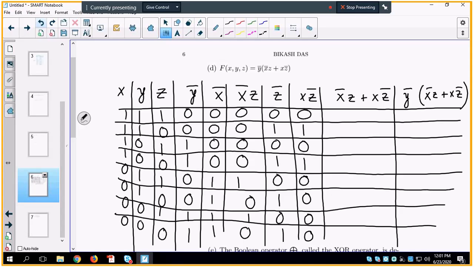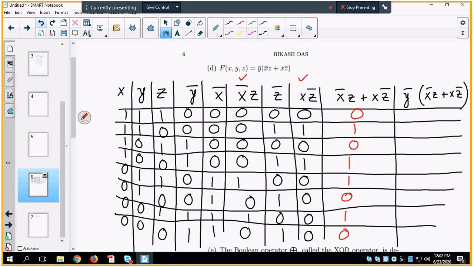Now you will add x bar z and x z bar. As long as I have one entry 1, I should get 1. So the first one is 0. The second one should be 1, 0, 1, and this one should be 1 again because my x bar z is 1. Then I have 0, 1, 0, and I think I deleted them for some reason. So this is what I'm looking at.